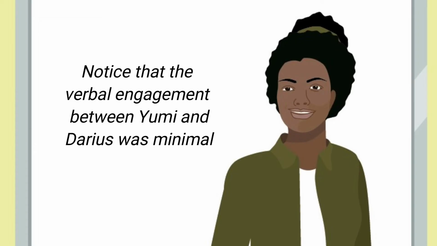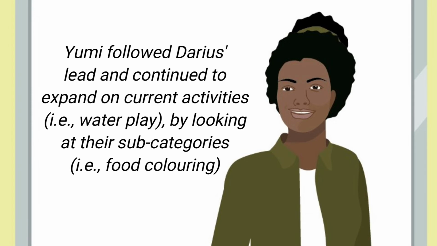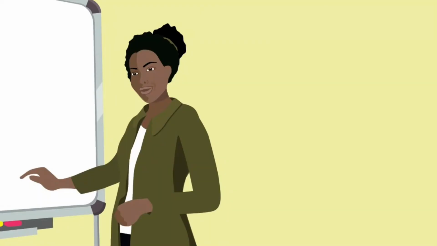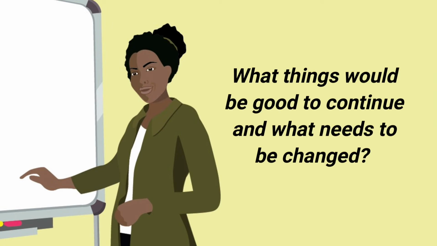Notice that the verbal engagement between Yumi and Darius was minimal. Yumi followed Darius's lead and continued to expand on current activities, for example water play, by looking at their subcategories, for example food coloring. Can you think of a time when you have expanded on an activity? Pay close attention to this next scenario. What things would be good to continue and what needs to be changed?